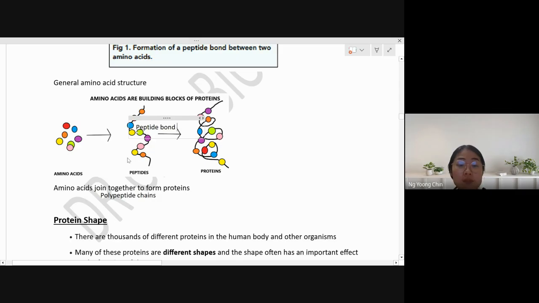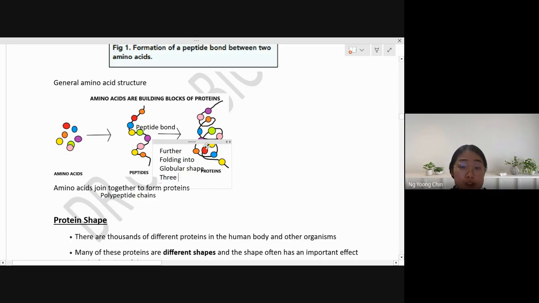After that, this polypeptide chain will undergo folding. They will further fold, or they will be joined with another polypeptide chain. Maybe two or three polypeptide chains will join together and then fold into what we call a globular shape, or a three-dimensional protein structure.